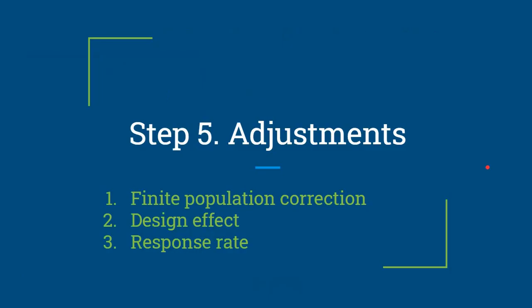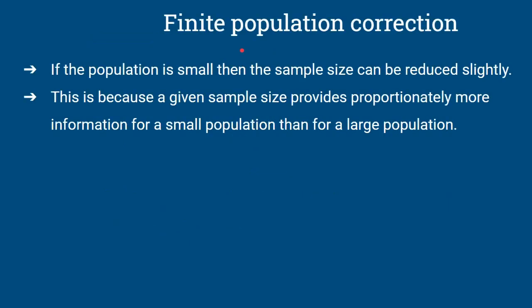Now the fifth step is adjustments after calculating sample size, which researchers usually miss. We have three adjustments: finite population correction, design effect, and response rate. The design effect and response rate are going to increase your calculated sample size, but finite population correction will decrease your required sample size. What is finite population correction? If the population is small, then the sample size can be reduced slightly. This is because a given sample size provides proportionately more information for a small population than a large population.